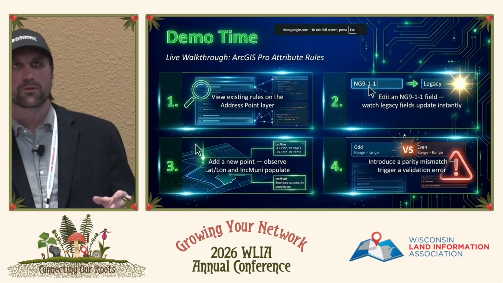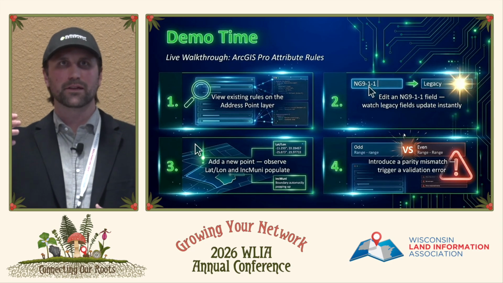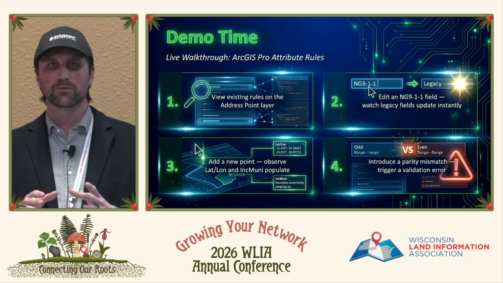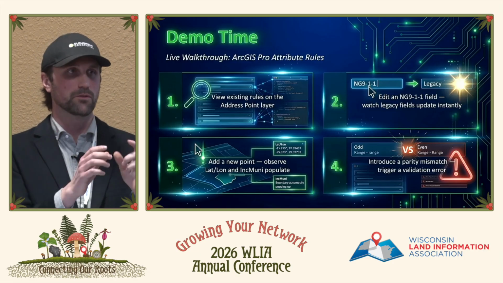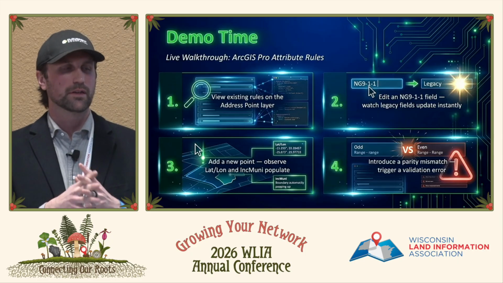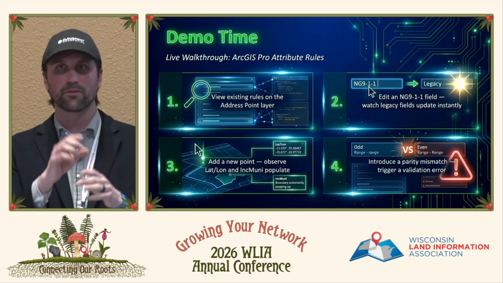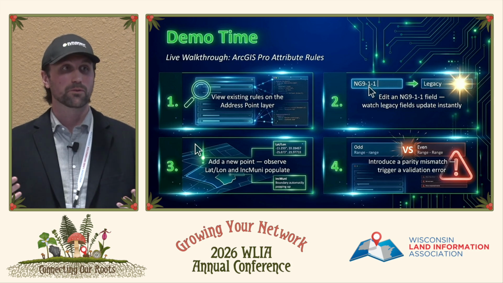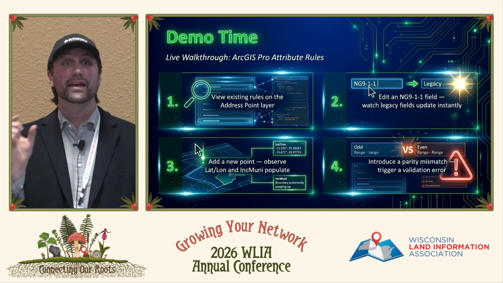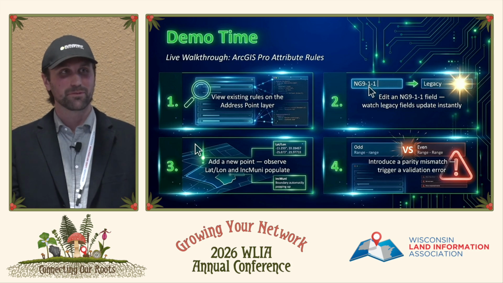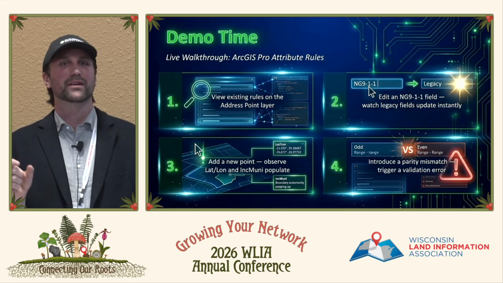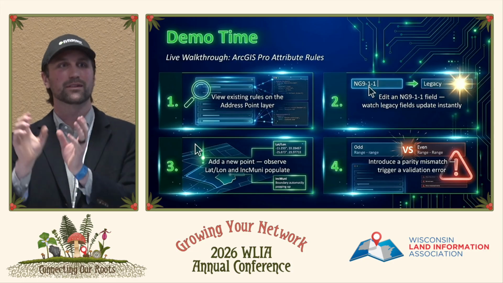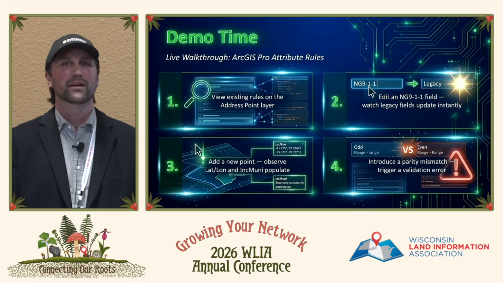Whenever you're configuring the rule, you'll have the rule name. The main thing to remember is that each attribute rule is working on a particular field within your attribute table. So you'll need a rule for every field that you want the rule to act on. If you're writing a rule for the legacy street name type, that will need to be one rule. And if you have another rule for the legacy street name direction, that's another field, so another rule.